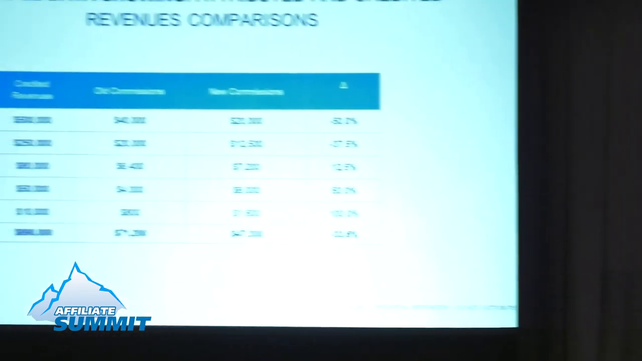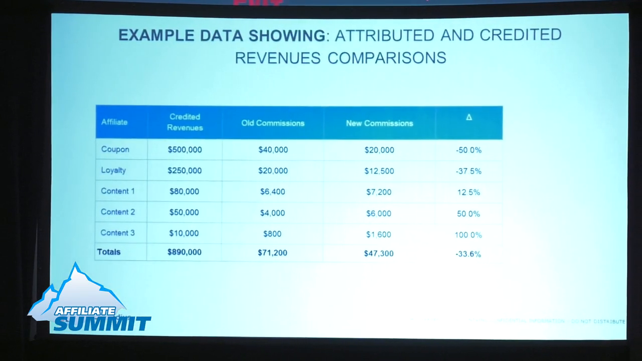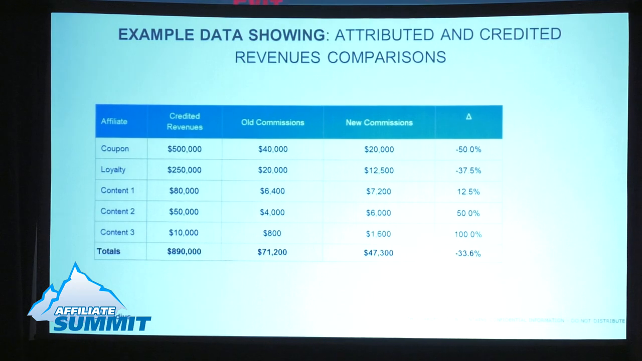So on the old commission structure, if I paid everybody 8%, I would have spent $71,200 in commissions for that period of time. But now that I've adjusted those commissions, I'm down to $47,300 in commissions. And I've saved 33%, a third, on my payouts. So I've optimized this.